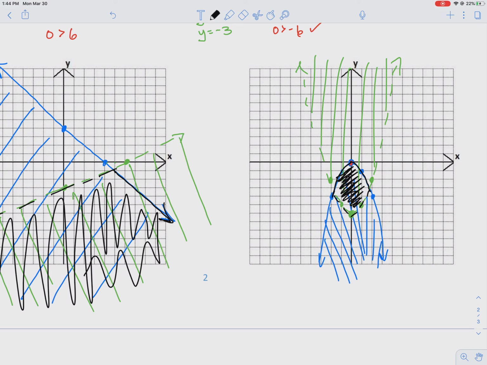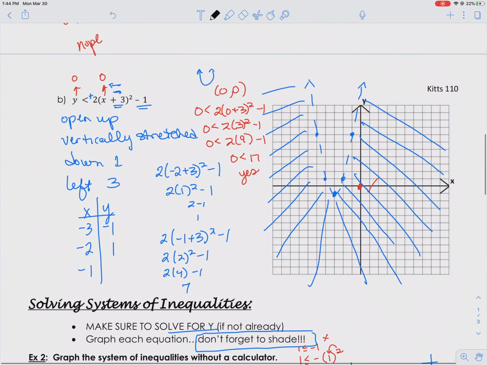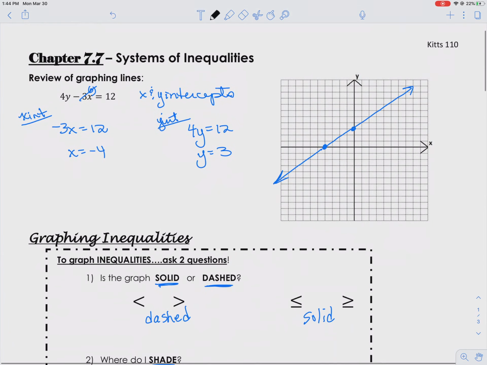Now, I know that this is very depressing, but that was our last example. I hope that you have enjoyed learning about systems of inequalities.